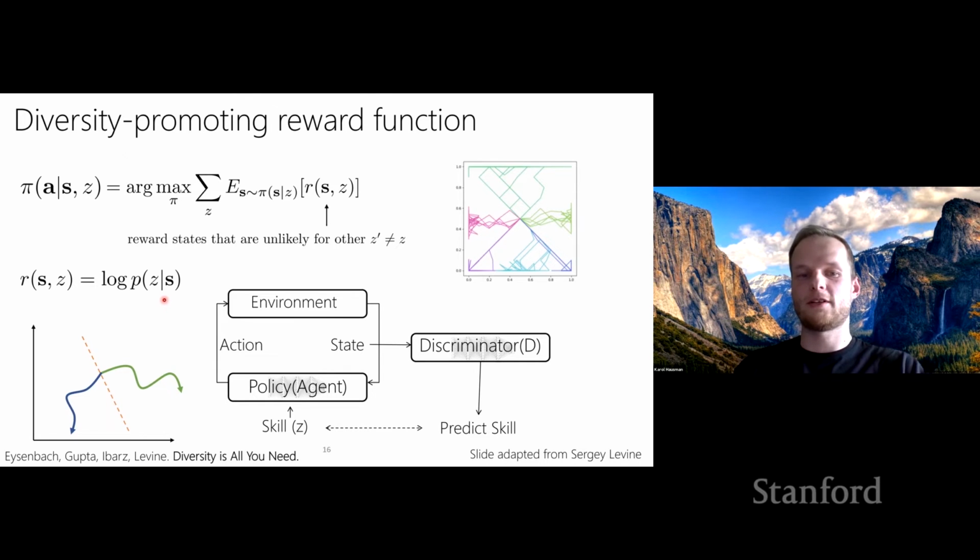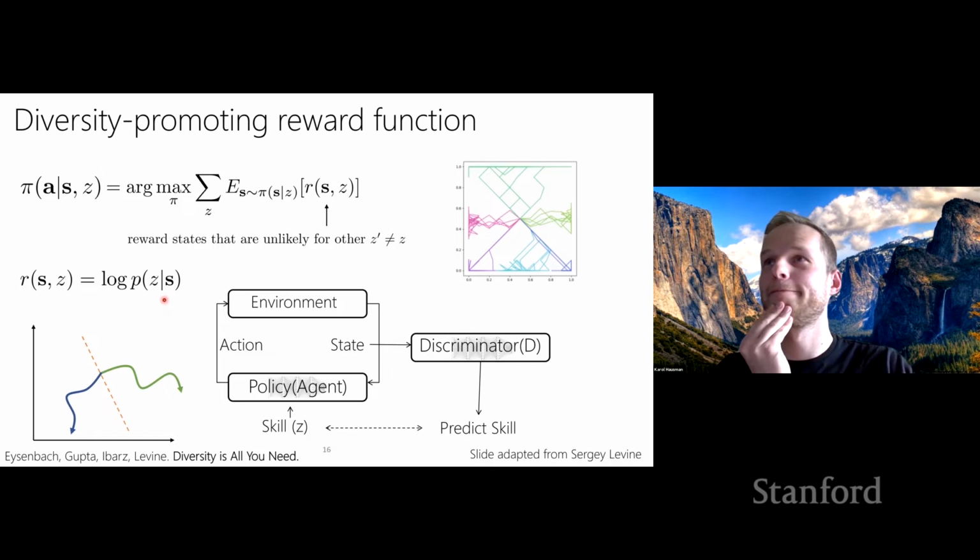All right, so overall, we see that there's this two-player game where both players are going towards the same goal, where the discriminator is trying to do the best job possible in trying to classify which skills would produce certain states, and then the policy is trying to make the classifier's job as easy as possible. So does that make sense? Are there any questions at this point?